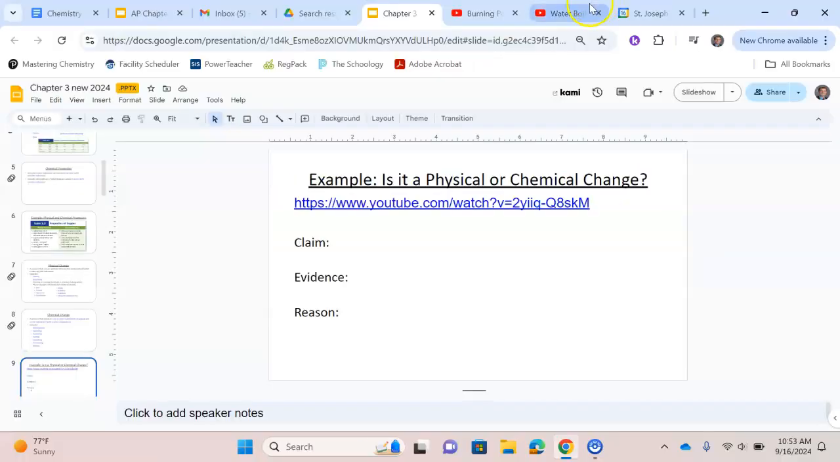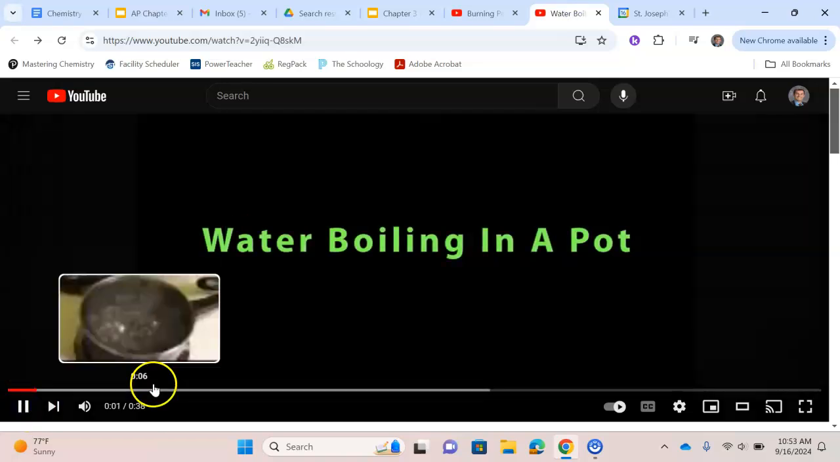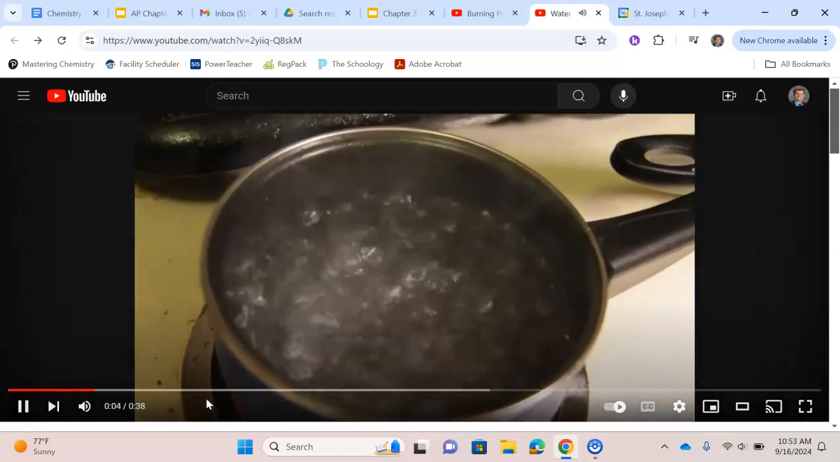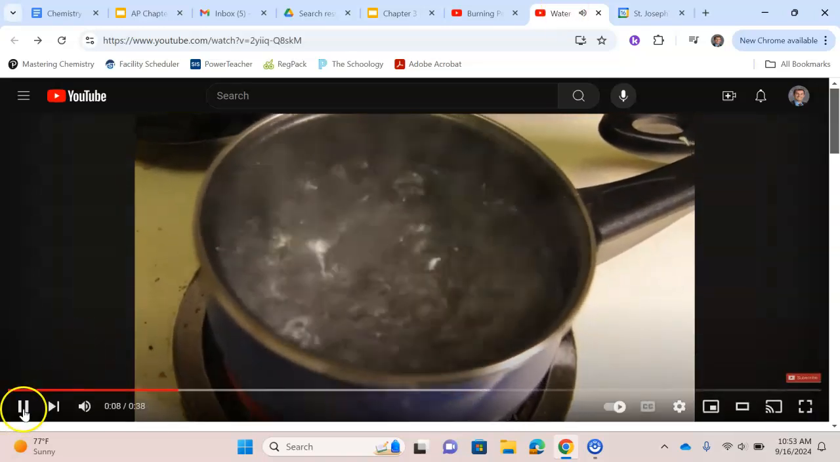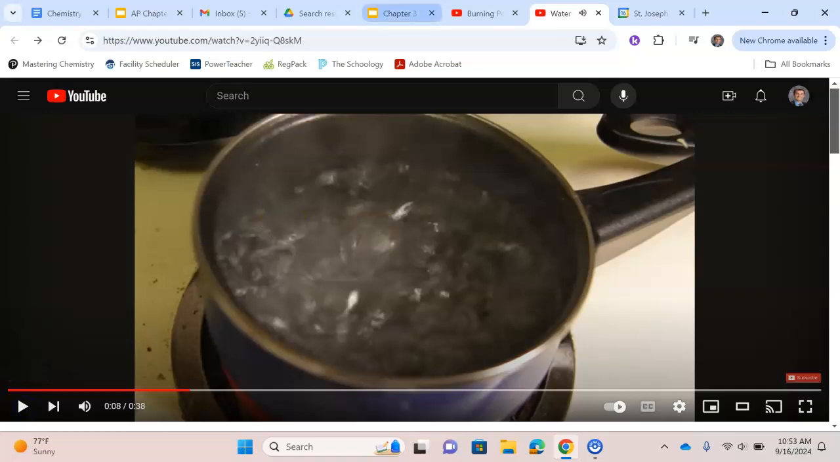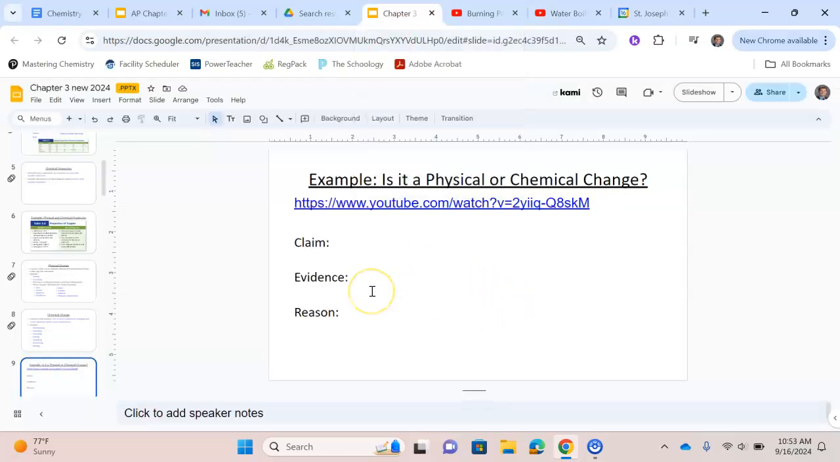So if you take a look at this first one here, here's some water boiling. Take a minute to pause the video and see if you can write your claim, your evidence, your reasoning. Remember, your claim for this is very simple. I'll help you out. It's going to be boiling water is a chemical change or boiling water is a physical change. Evidence is observation, and then reasoning is your explanation.